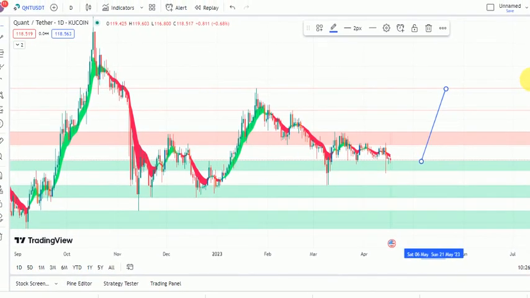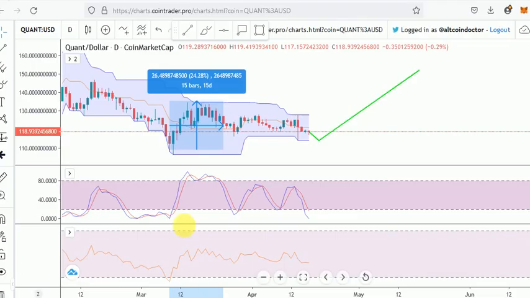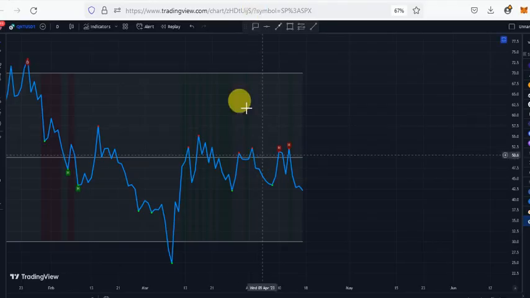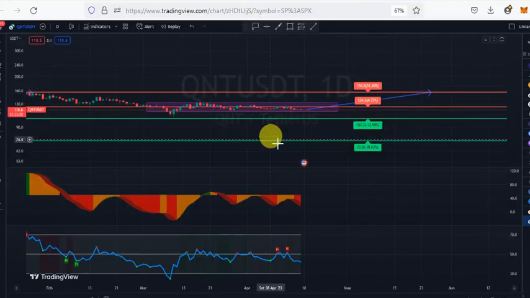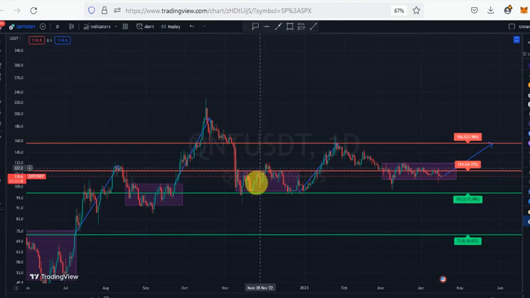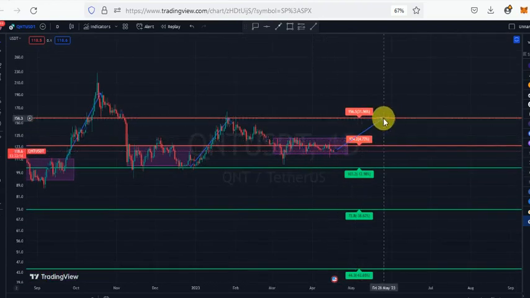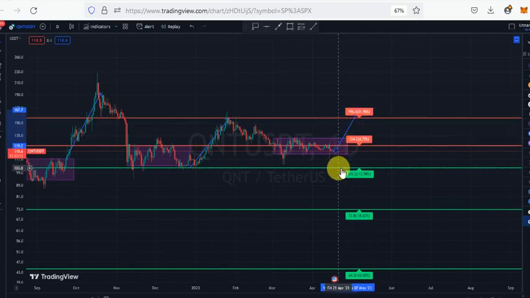We should still expect a range, as this is a typical accumulation that always happens for QNT every single time. As you can see right down here, every time we saw an accumulation, we saw a huge push to the upside, and we are expecting a push to the upside.